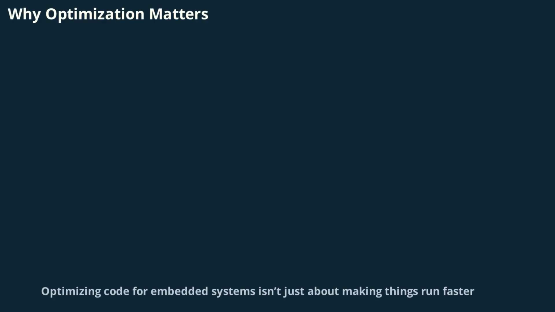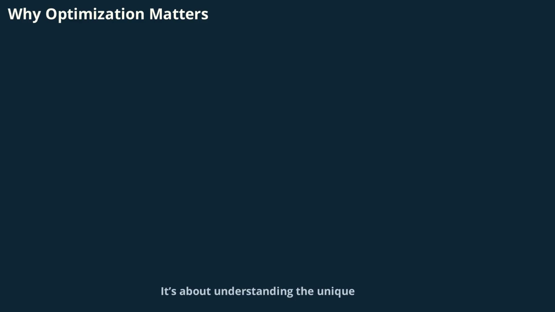Optimizing code for embedded systems isn't just about making things run faster. It's about understanding the unique constraints of embedded hardware: limited RAM, strict timing, and the need for predictable, safe operation. Unlike desktop or cloud software, embedded applications often run in environments where reliability and efficiency are critical. By following a disciplined set of practices, engineers can create firmware that's not only high-performing but also robust and maintainable.